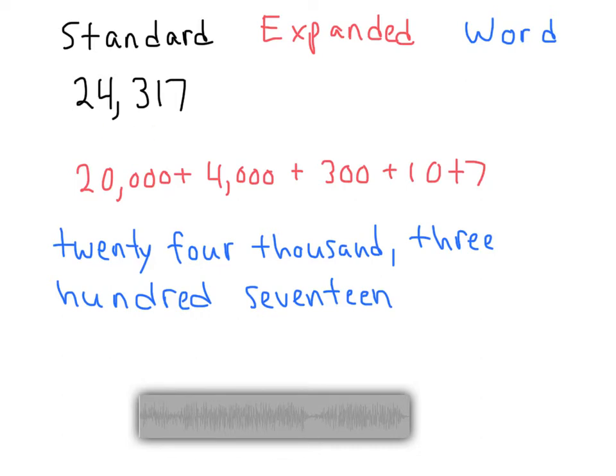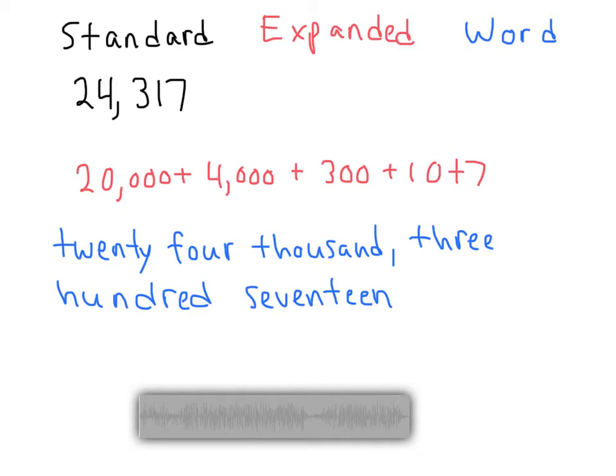And the way you do that is by looking in front of the word thousand, if there is the word thousand. It says 24, so I write 24. That word thousand means I need a comma and I need 3 more digits, 317.